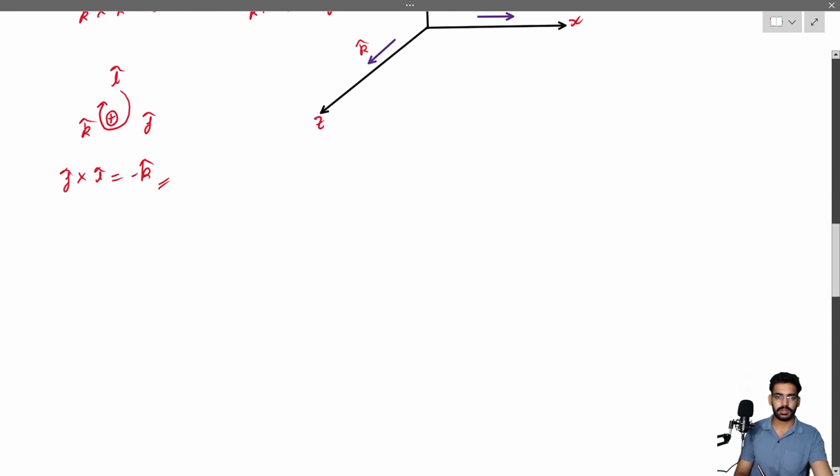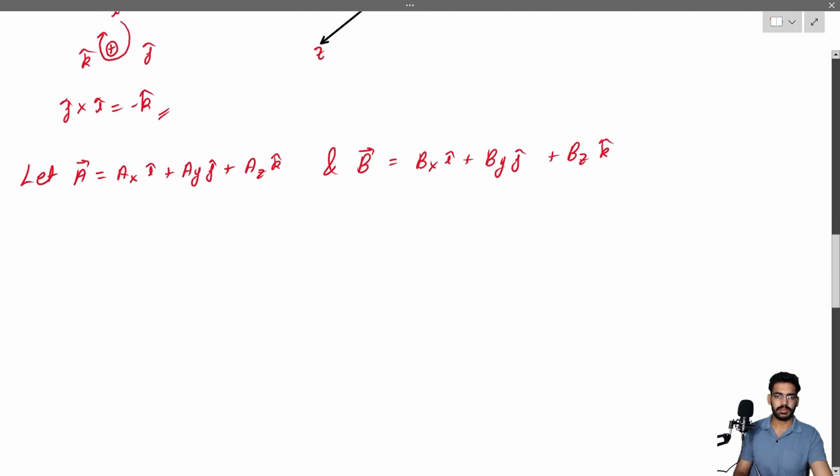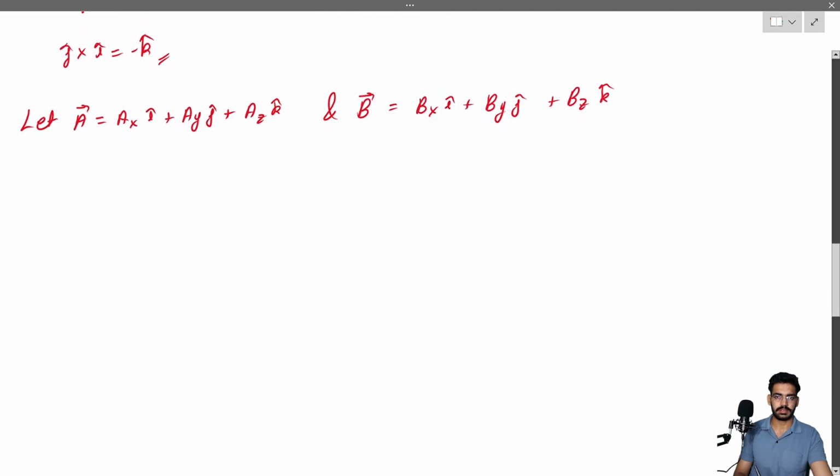Now let's write this down for two vectors. Let vector a be ax i cap plus ay j cap plus az k cap, and vector b be bx i cap plus by j cap plus bz k cap. Now how do we find the cross product of these two vectors? That we're going to see.